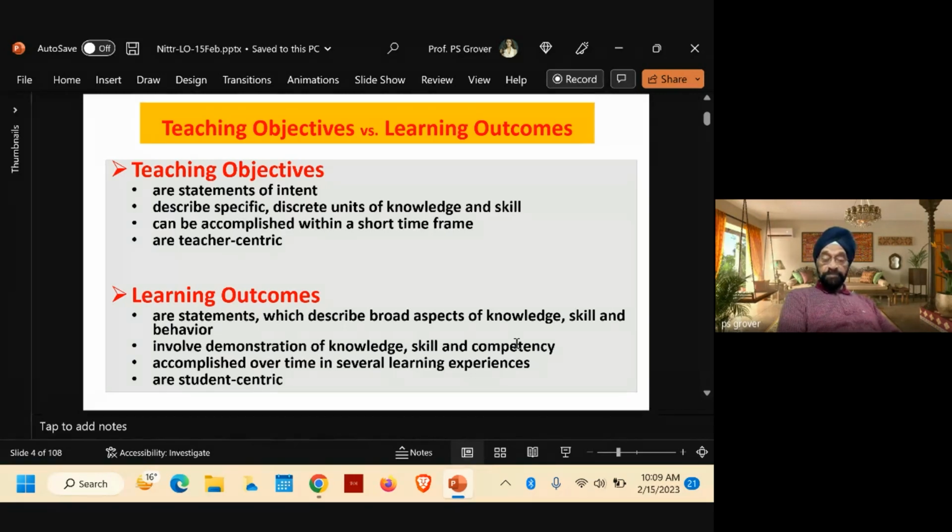Then coming to learning outcomes: they are statements which describe broad aspects of knowledge, skill, and behavior which the student will imbibe, which the student will learn and then demonstrate. So they involve the demonstration of the knowledge that the students have gained, the skill that they have acquired, and the competency that they have developed. So learning outcomes are from the perspective of students, they are student-centric, and objectives are teacher-centric.